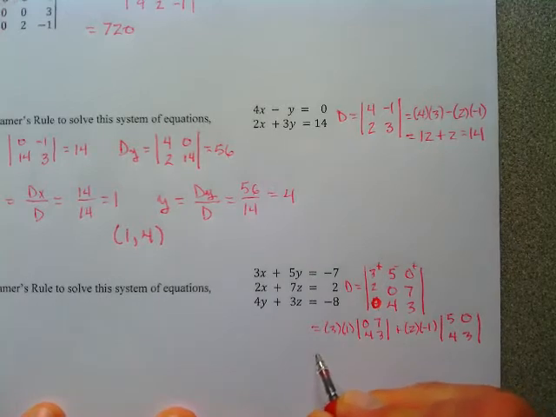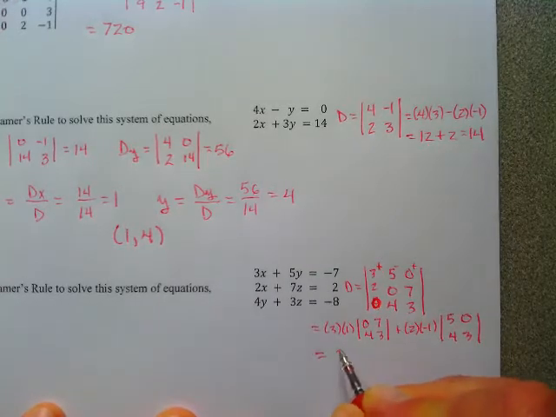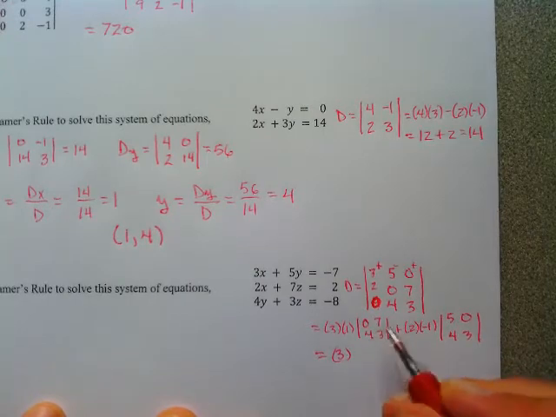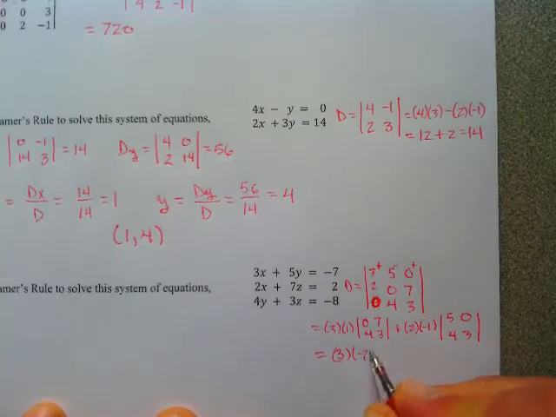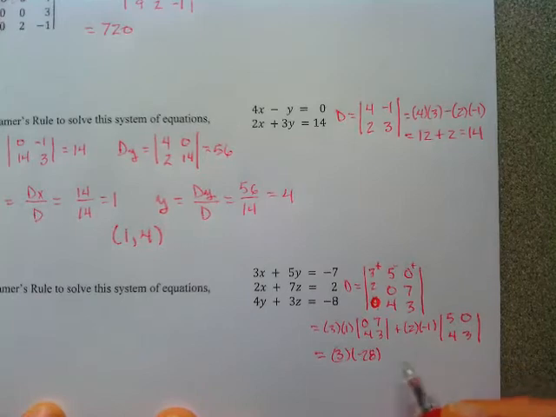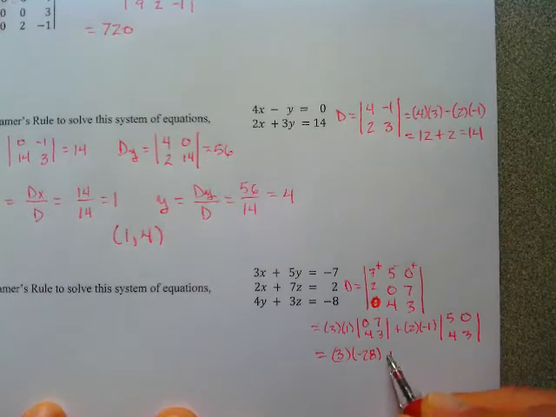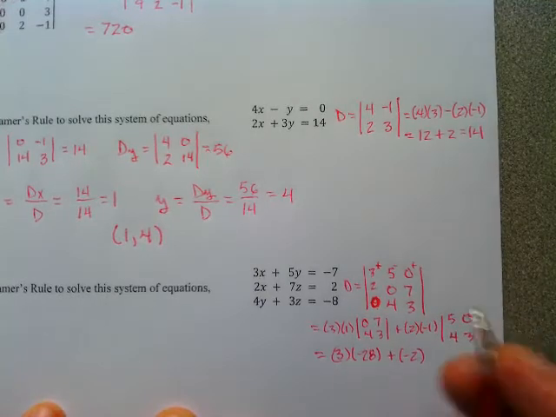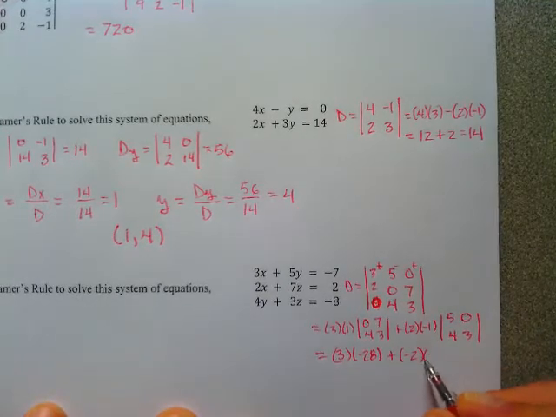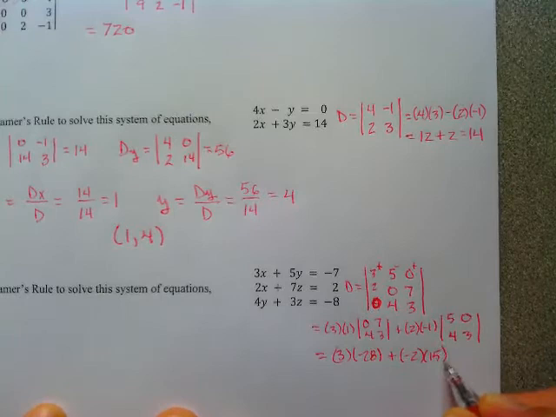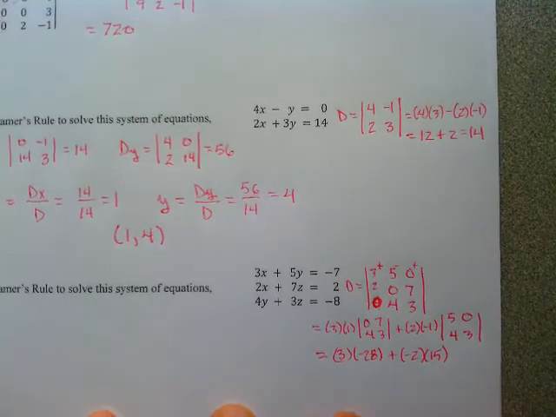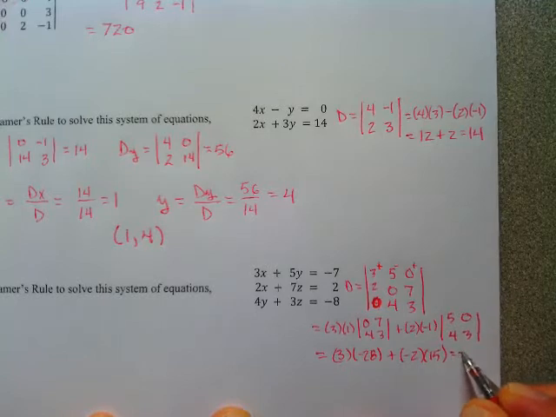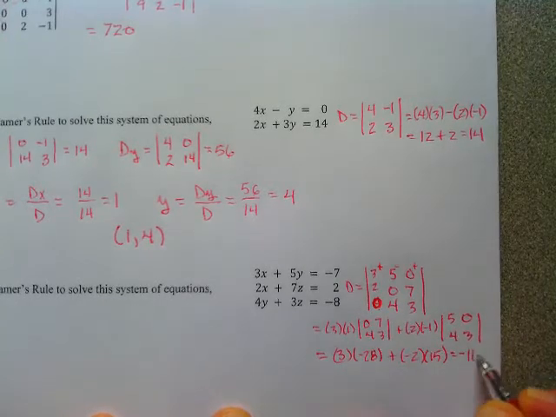All right, and so what are we going to have? We're going to have basically 3 for these two things, and then this is 0 minus 28. And then over here, we're going to have a negative 2, and 15 minus 0, so that'll be 15. And all together, this is going to equal a negative 114.